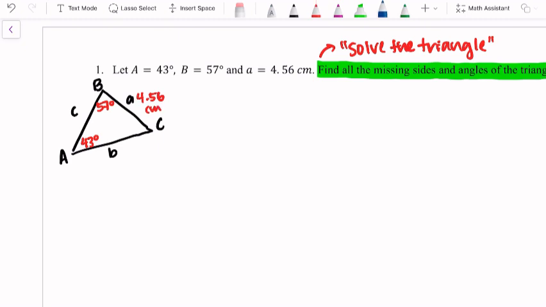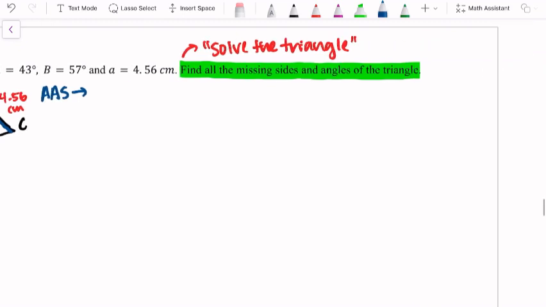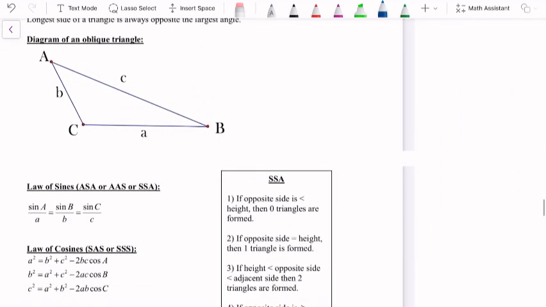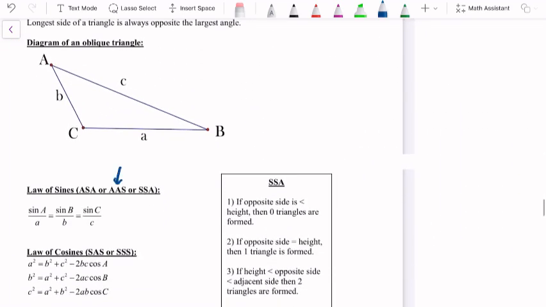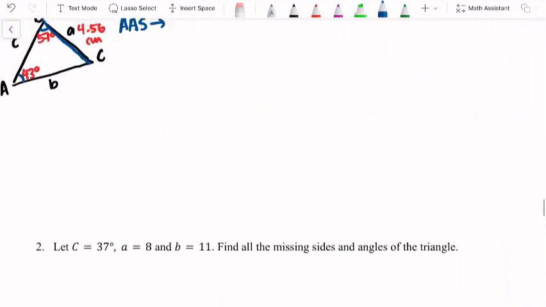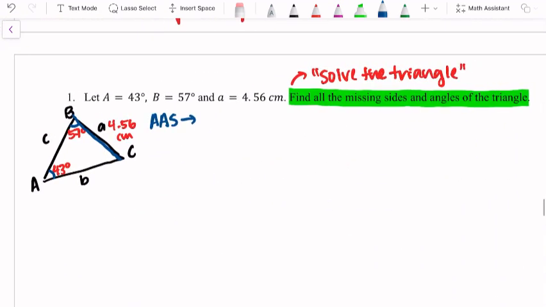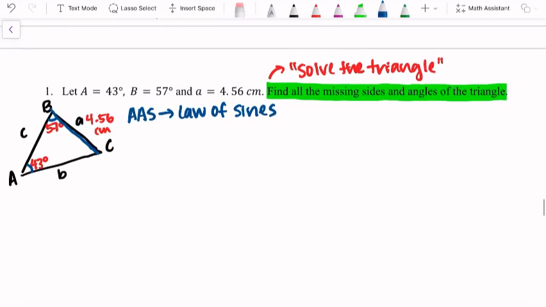All right, so if I focus in on the information that I have, one angle, and I have a side that is not in between there. So I think that we have angle, angle, side. If I come over to my trig identity sheet, angle, angle, side says that we are going to use the law of sines. Okay, so I know what I'm going to use now.